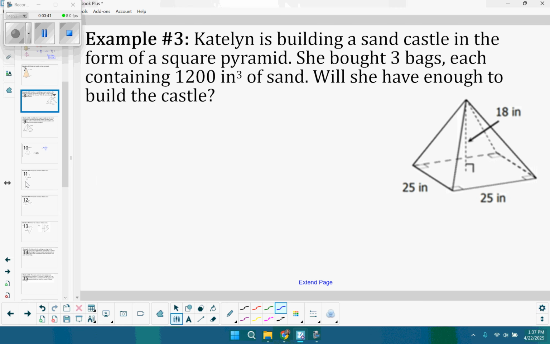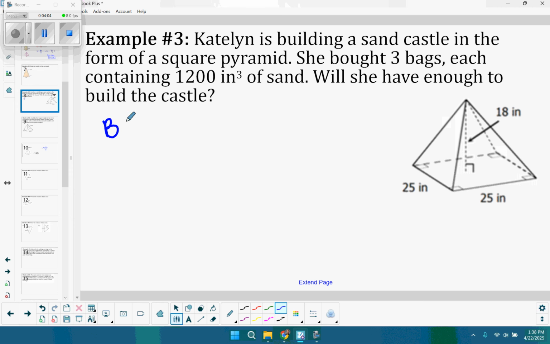For example 3, Caitlin is building a sandcastle in the form of a square pyramid. She bought 3 bags, each containing 1,200 cubic inches of sand. Will she have enough to build the castle? So we're going to find the volume of this square pyramid, and we're going to compare it to her 3 bags of sand, if she has enough.